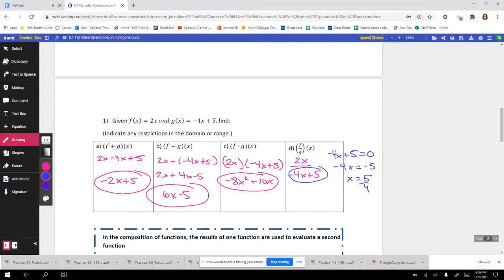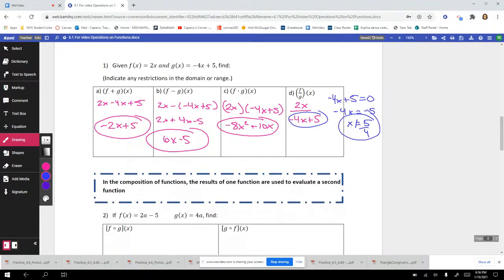Okay, so that's the one thing I need to add, that x cannot equal 5 over 4. All right, moving on.